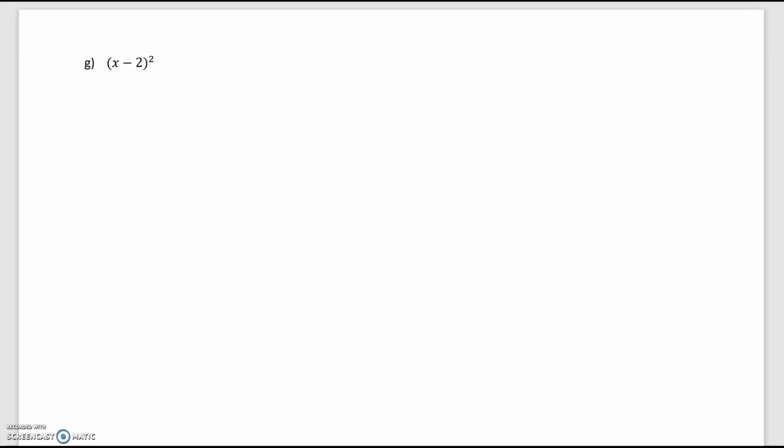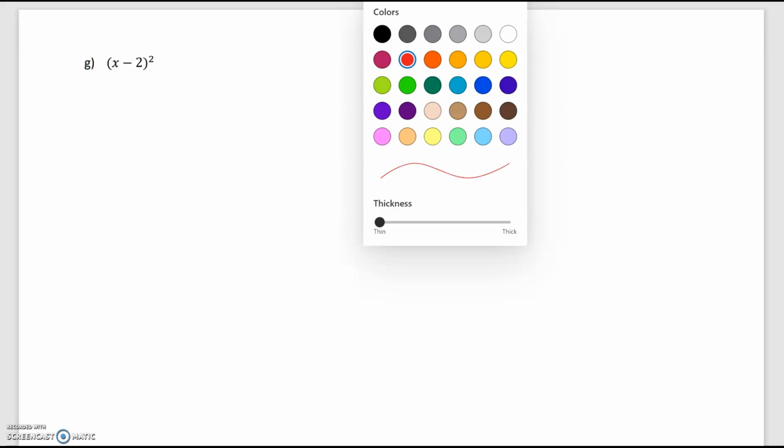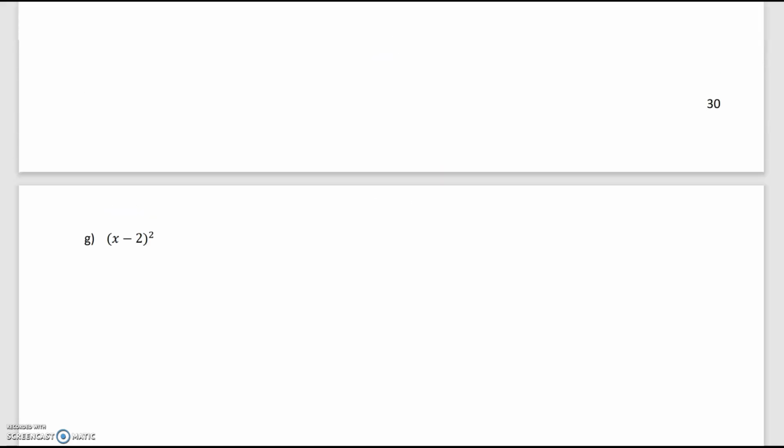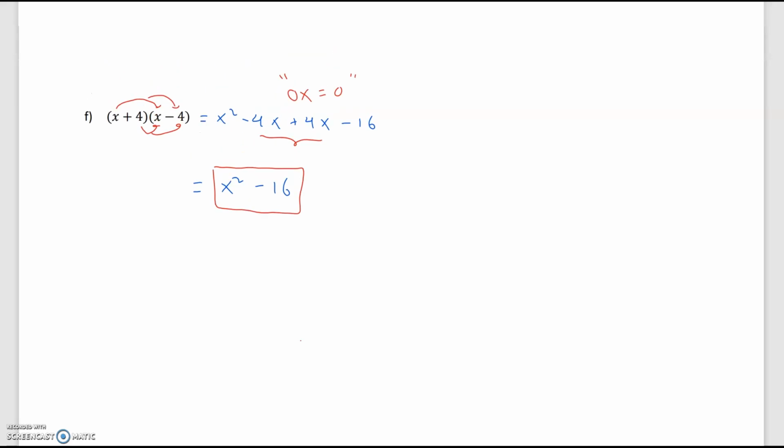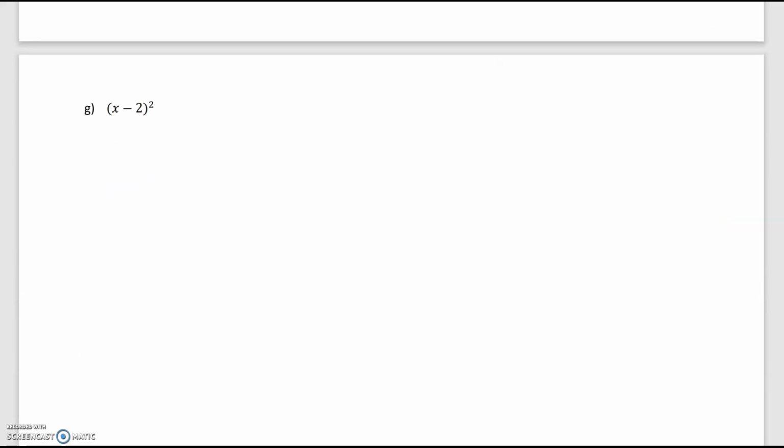Hi class, let's take a look at problem G. Now, I do need you to take note on problem G because it looks very similar to what we did on the previous problem when we multiplied conjugates, but in this situation, this one has a total of two terms that are being multiplied. So technically you have this quantity multiplied twice, which actually represents the quantity of x minus 2 times the values of x minus 2. And that's what we end up foiling.